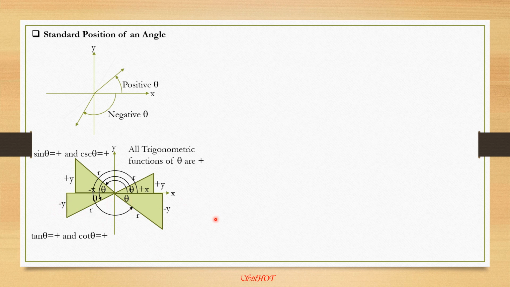In the fourth quadrant, only the cosine and its reciprocal, which is secant of theta, are positive. The rest will be negative. For example, sine of theta is negative y over r, so negative. Then cosecant theta is r over negative y, tangent theta is negative y over positive x, cotangent theta is positive x over negative y. So those are negative, except cosine theta and secant theta, which are all positive.